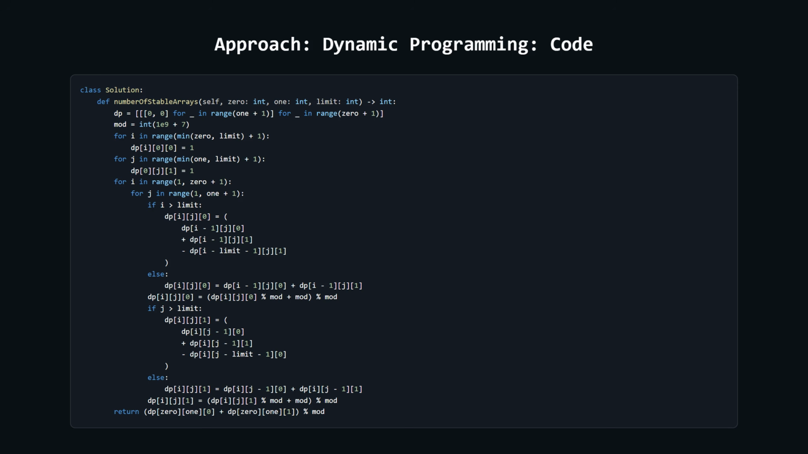Alright, here is the full Python code for the dynamic programming approach provided in the Leetcode editorial. Don't worry if it looks like a wall of text. It's actually doing the exact same logic for zeros, and then repeating it for ones. Let's break it down into smaller, digestible chunks on the next few slides.